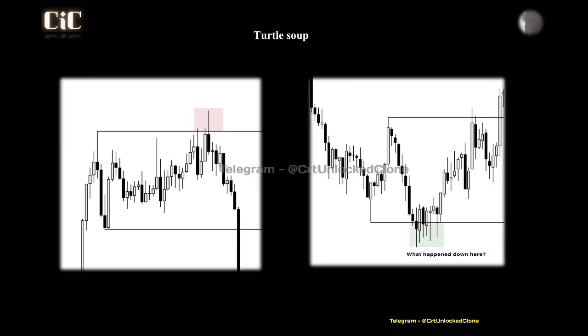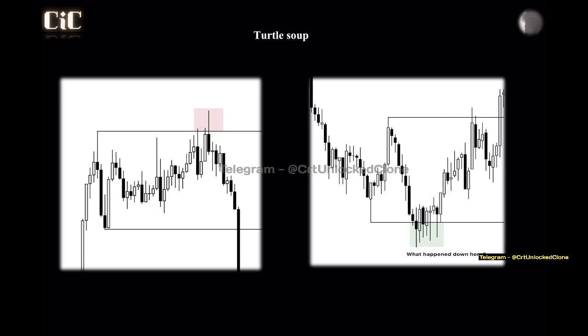Next we have turtle soup. Pretty simple. So we have buy orders, sell orders, market makers pushing price above the old high, stabbing into the buy orders to entice new longs and to stop out old shorts. And once they have this move done, they're going to offload the positions they gathered up here and dump them and distribute them to this old low.